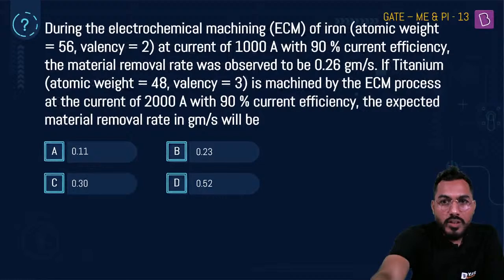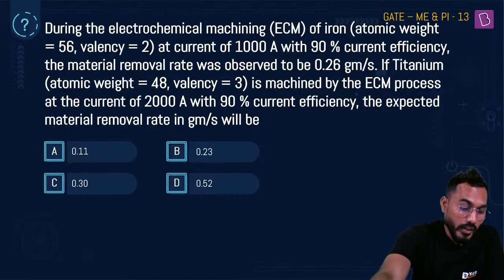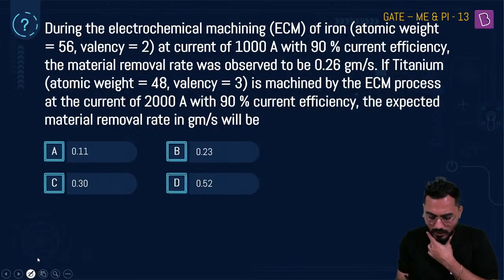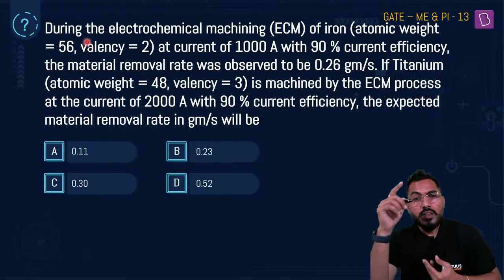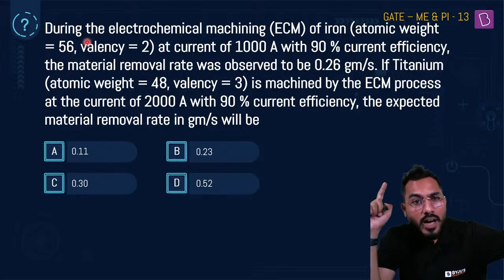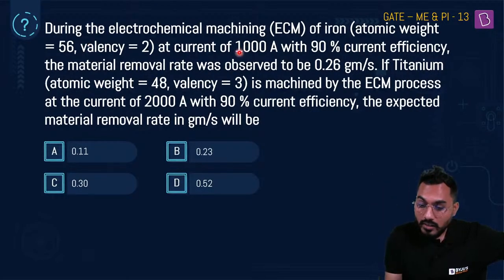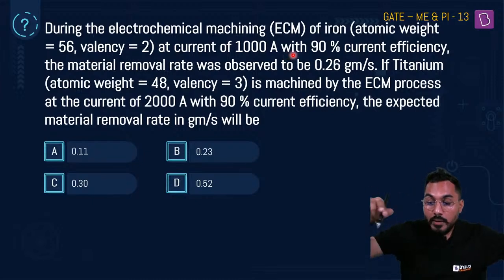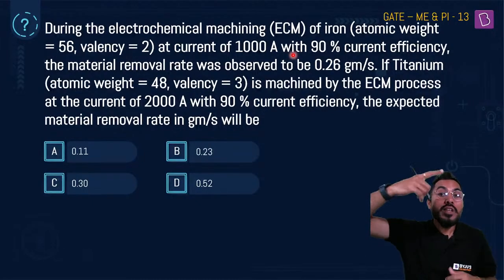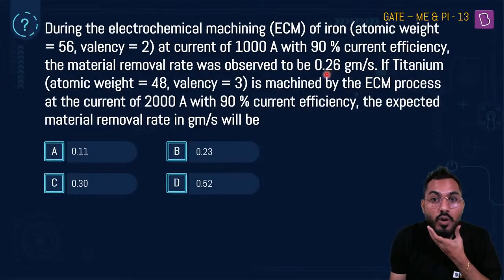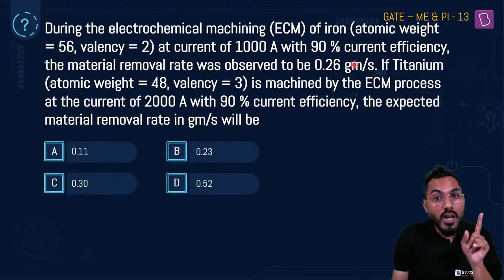Now the next question. Is it true? Very important question. See how the question is given. Let's see, it is easy in front of you. During the electrochemical machining of an iron, atomic weight 56, valency 2, at a current 1000 ampere with a 90% current efficiency, the material removal rate observed was 0.26 gram per second. Data over for iron material.